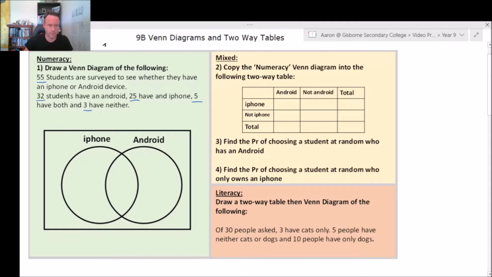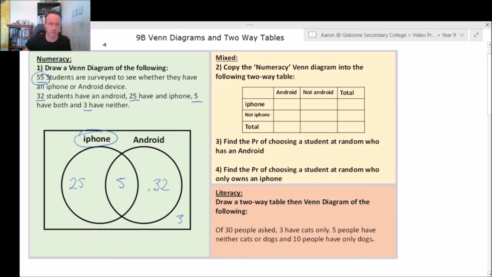So here we are, 32 have an Android, so I put 32 there. 25 have an iPhone, which is in this side of the Venn diagram. 5 have both, and 3 have neither. Okay, so if we look through that, we go 25 and 5 is 30, plus 32 is 62, plus 3 is 65. Now we know that we were told earlier that it's 55, so what have we done wrong?